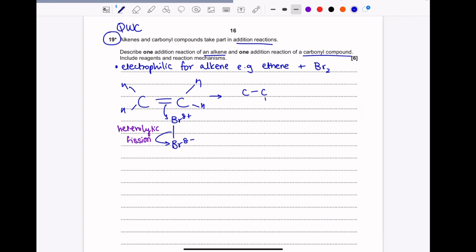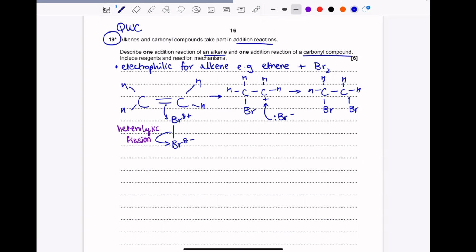It doesn't matter where you put that positive charge because it's a symmetrical carbocation or symmetrical alkene. And then to show that the bromide ion, the lone pair on the bromide, attacks that positive charge to make the final product, which is 1,2-dibromoethane.